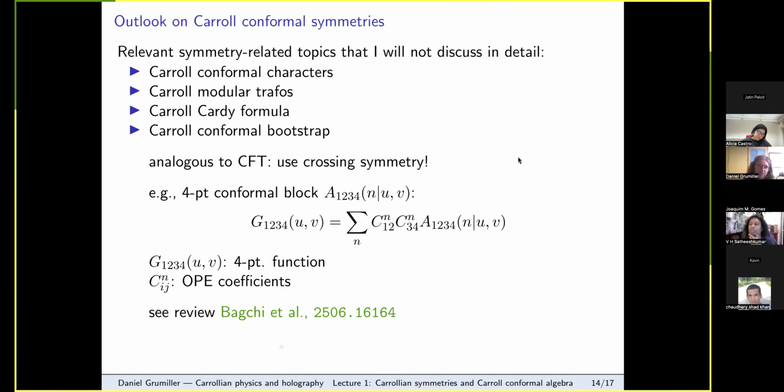You can also do Carroll conformal bootstrap. Let me gloss over this and refer you to this review by Arjun and friends from half a year ago. So, for instance, the 4-point conformal block you can construct conceptually in a similar way to relativistic CFTs using crossing symmetries. And this 4-point function here is given by the OPE coefficients associated with 3-point functions and this conformal block that you can calculate.